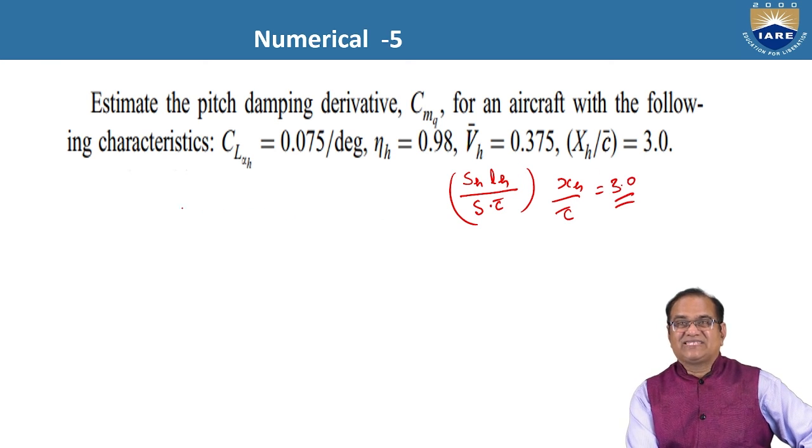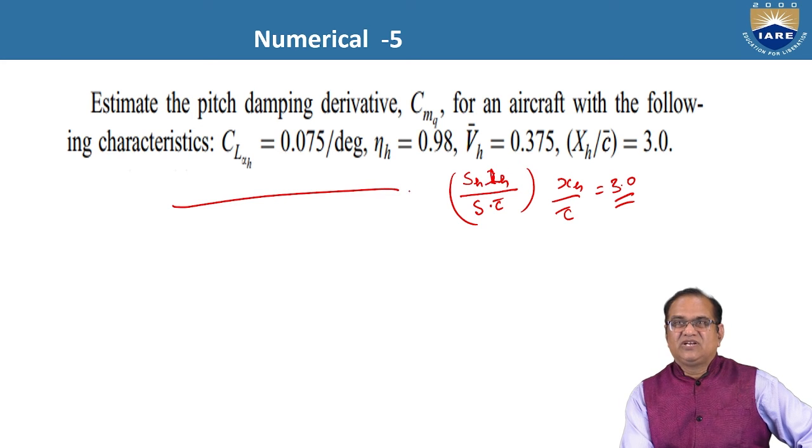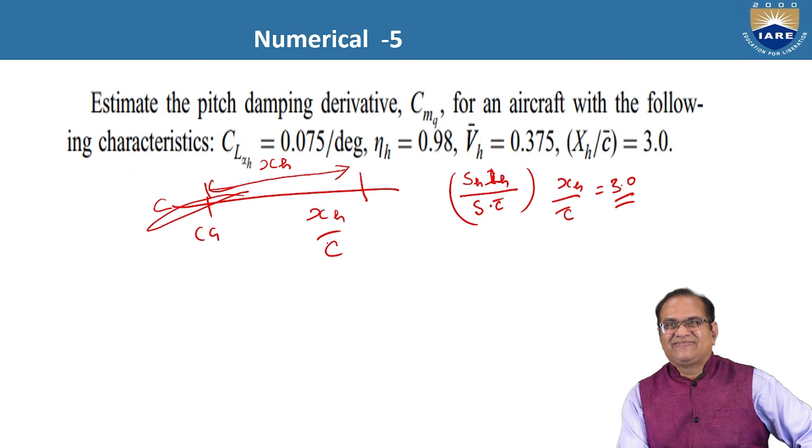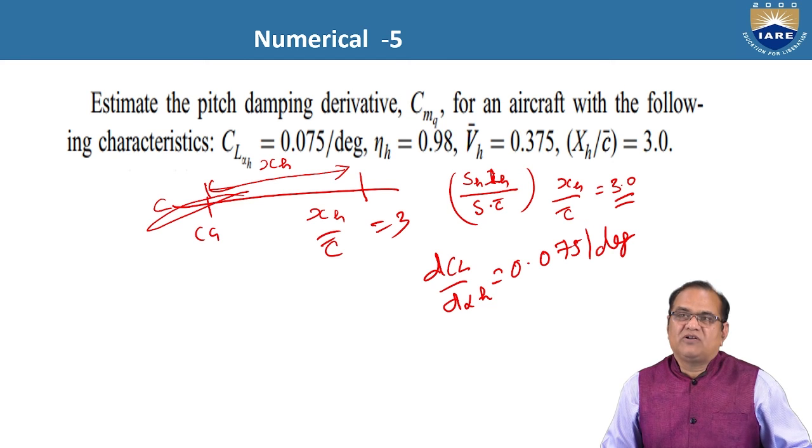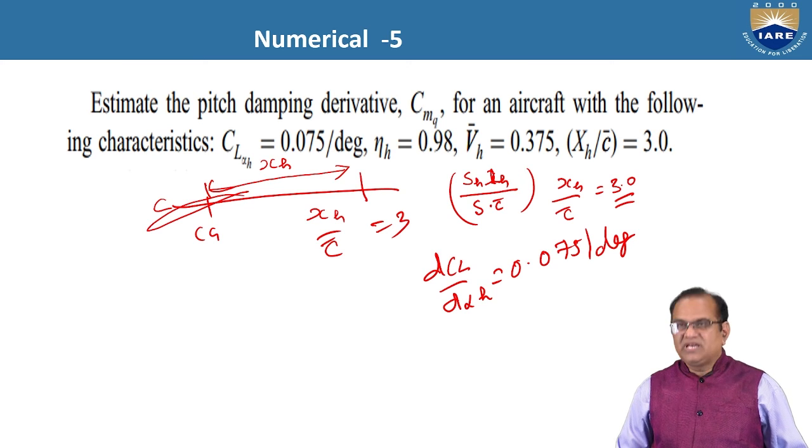Means the distance of XH, which is here, this XH. So from here CG, so this is XH. And here if this is the C bar, so this XH by C bar is given as 3. And here dCL by d alpha H is equal to 0.075 per degree. These things are given. So we have to see how to solve this problem. And these problems are very simple. We should try to solve these things very easily.